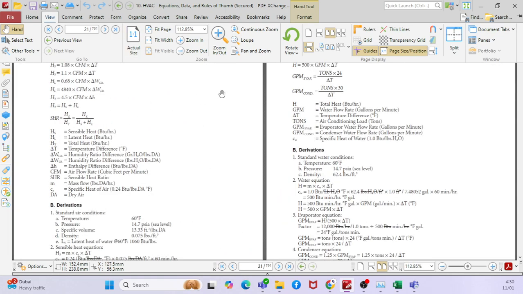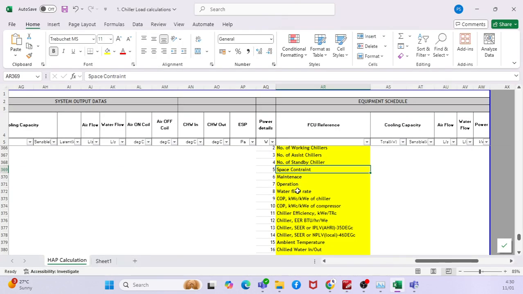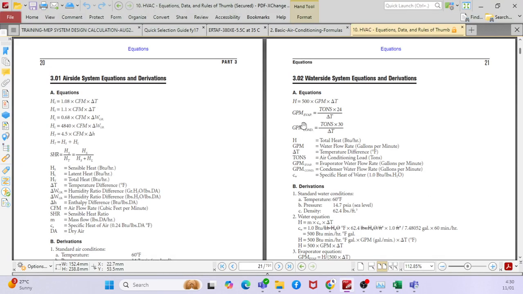Here you can see those equations, right? This is the water side equation. This is for the evaporator and this is for the condenser. When you calculate evaporator flow rate, it is tons multiplied by 24 divided by delta T. The same equation is applied here as well when you calculate water flow rate. You know the tons based on the HAP calculation, and based on the delta T you know the chiller selection you are going to do. So based on that, you can find out your GPM evaporator. Based on this value, you are going to do the pipe sizing for the entire project.